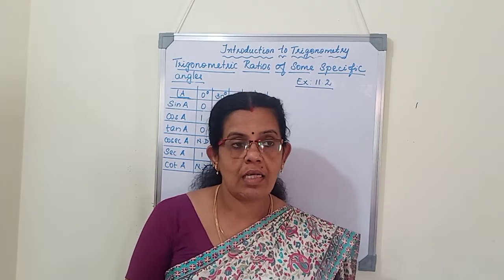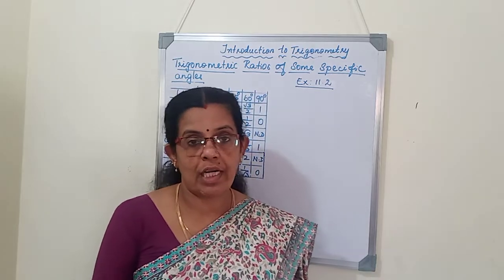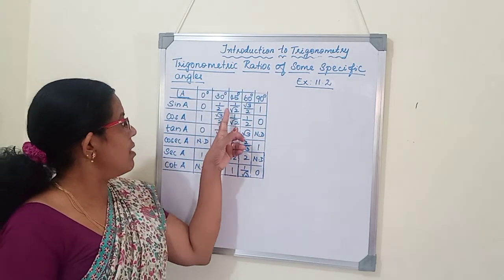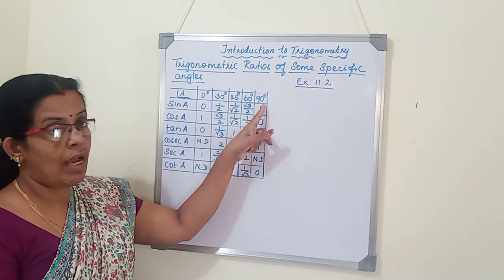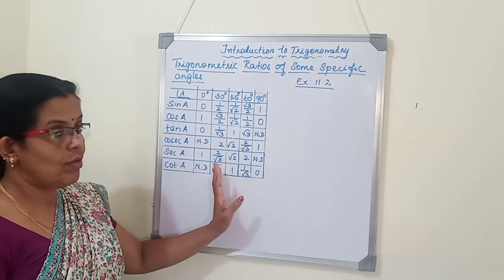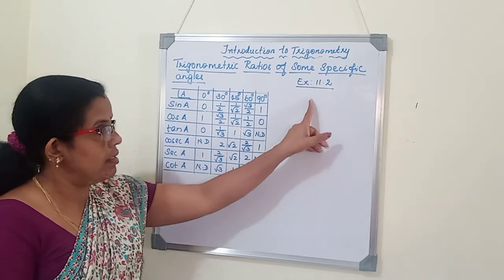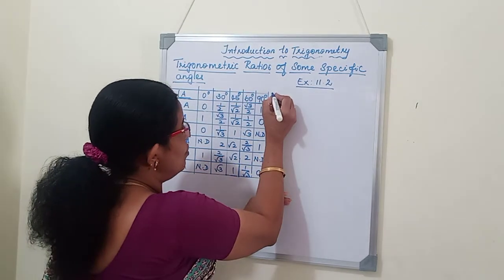In the last class, we discussed some trigonometric ratios of specific angles, for 0 degree, 30 degree, 45 degree, 60 degree and 90 degree. These are the values. So now we will start the exercise. Exercise 11.2, first question.